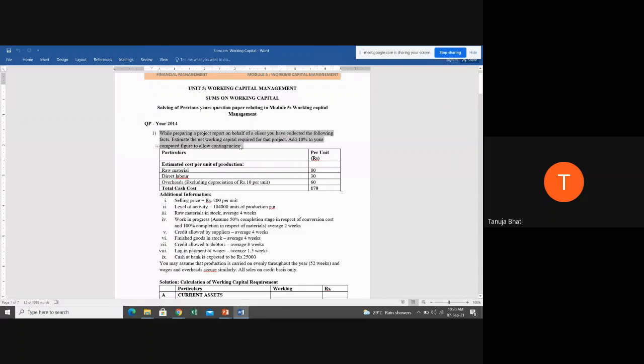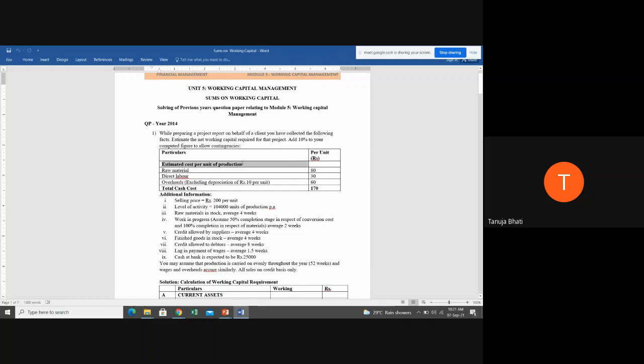2014. For a project report on behalf of a client, you have collected the following facts. Estimate the net working capital required. They're not asking you gross working capital. They're asking you net working capital, which means current assets minus current liabilities, add contingencies. Then you will get net working capital required. Then they are telling you add 10% to your computed figure to allow contingency. So here they have given you rate 10% has to be added. Now let us see what all information has been given.